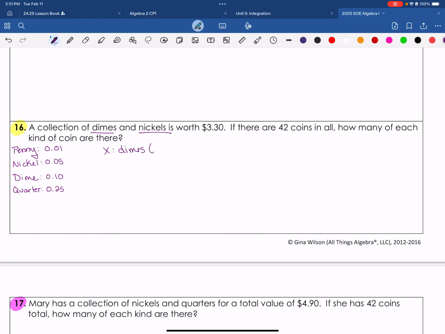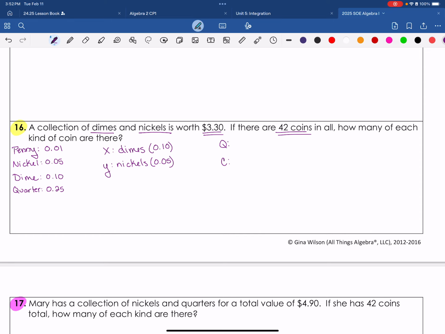I'm going to put in parentheses that dimes are worth 10 cents, 0.10. Nickels are worth 5 cents, and that's what I'm letting my Y variable be. All right, it says there are 32 coins, and when I add up their costs, it comes to $3.30. So I have my quantity equation and I have my cost equation.